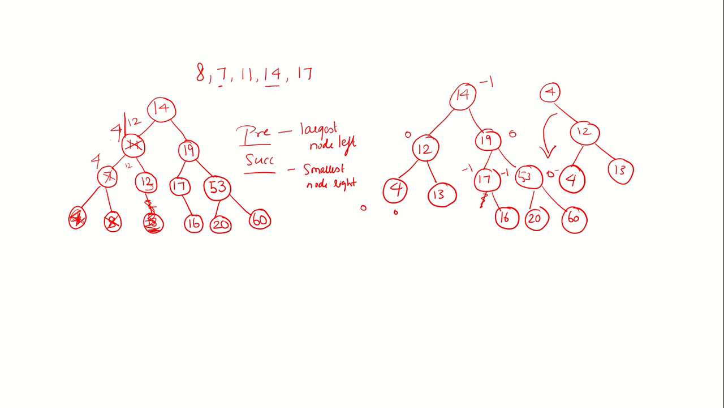Okay, the next node that you want to delete is 14. So if you want to delete 14, you have to replace it with either the successor or the predecessor. For the predecessor, let's take the largest node from the left subtree. So this is your left subtree, right? Which is the largest node from the left subtree? 13 is the largest node from the left subtree. So I'm going to replace 14 with 13.